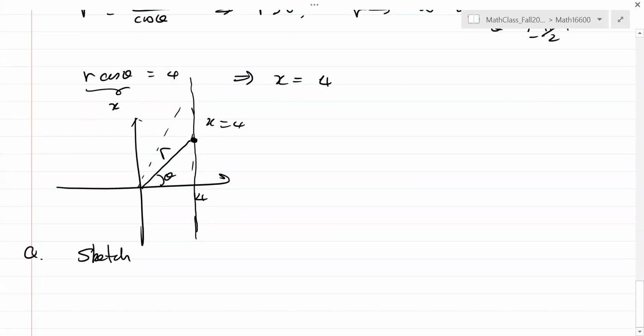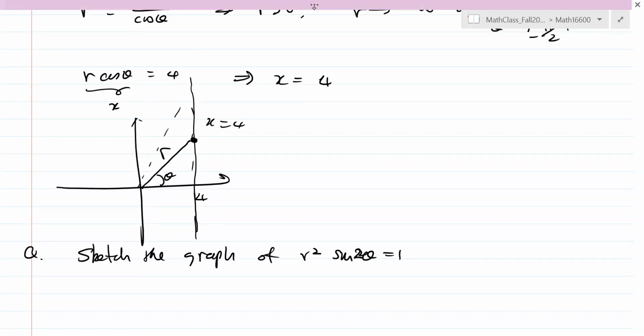Okay, sketch the graph of r squared sine 2 theta equals 1. There is no restriction on r; r could be negative or positive. There is also no restriction on theta.